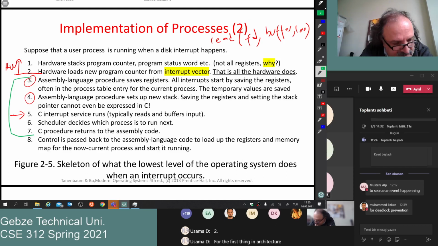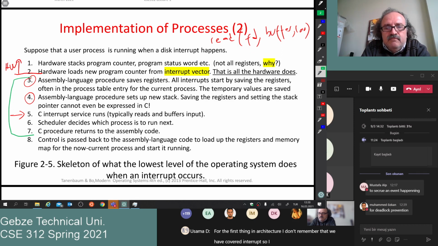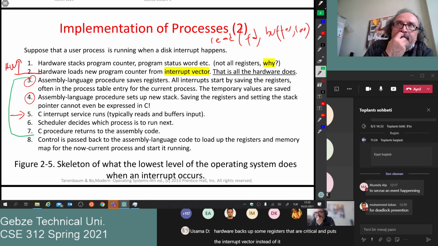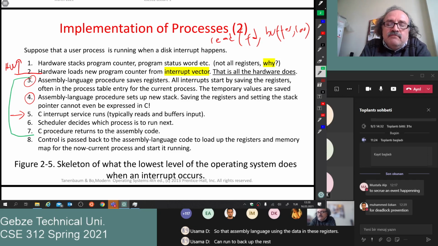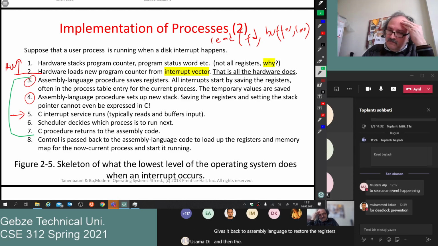First thing, in architecture, I don't remember that we covered interrupts. So I may be a little behind, but I want to paraphrase what I understood, and you tell me if that's correct. There is something called the interrupt vector that is stored in the hardware somewhere. The hardware backs up some registers that are critical and puts the interrupt vector in their place, so that assembly language, using the data in these registers, can run to back up the rest of the registers and handle everything. Then C handles the interrupt itself, gives it back to assembly language to restore the registers, and then the assembly language gives the hardware a nod so it can also restore the rest of the registers, right? Well, actually, yes, that's correct.